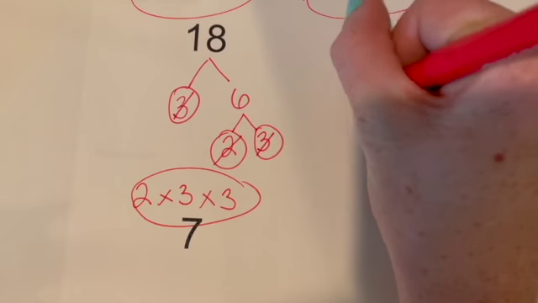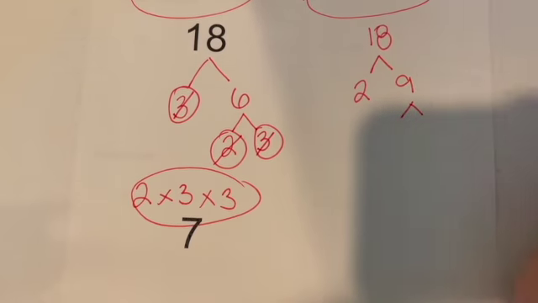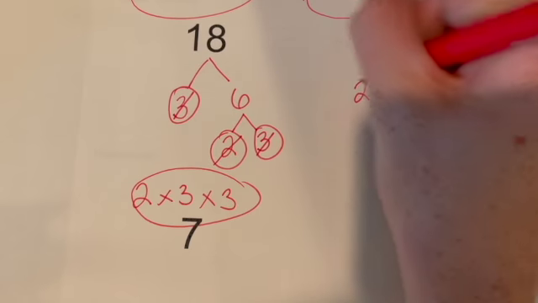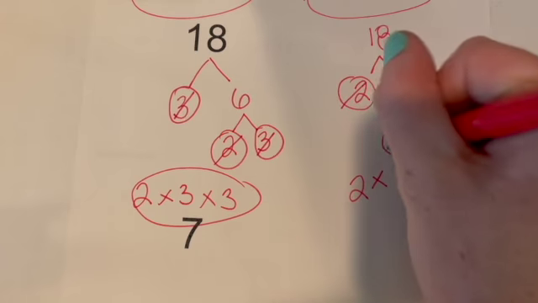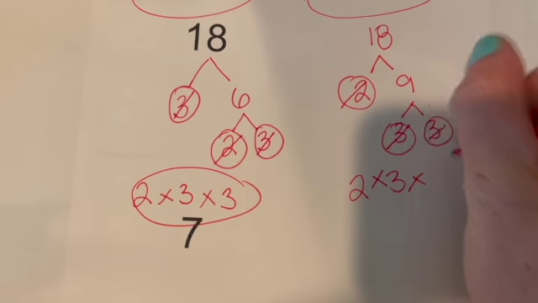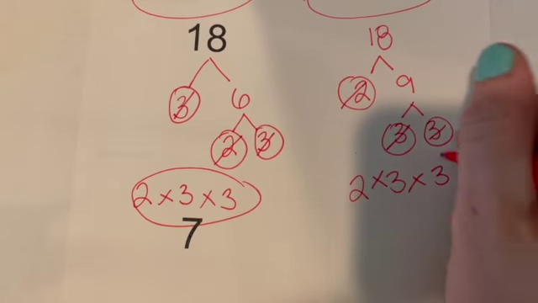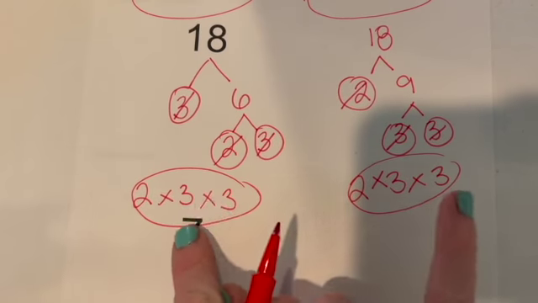18, and I could have had 2 times 9. And then 9 is 3 and 3. Circle my factors. Write my expression crossing off as I go. And I wrote it in least to greatest. And I ended up with the exact same answer.